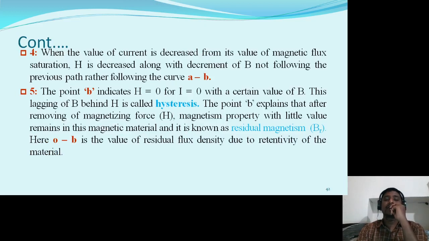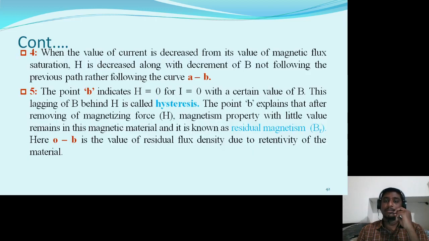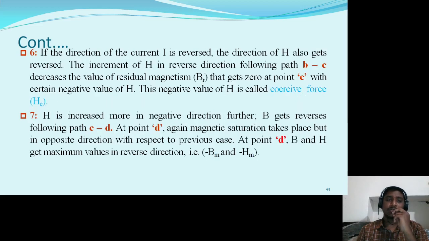Here, when the current is decreased, then H is decreased along with the direction of B, but it doesn't follow the same path, right? If you observe, O to A is the increment path and A to B is the decrement path. Why are both paths different? Due to the residual magnetism, because the residual flux density may vary from time to time. That's why they may not follow the same path. Okay, so O to B is the residual flux.